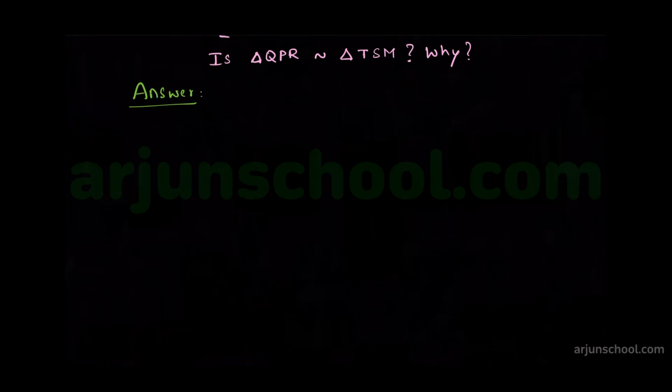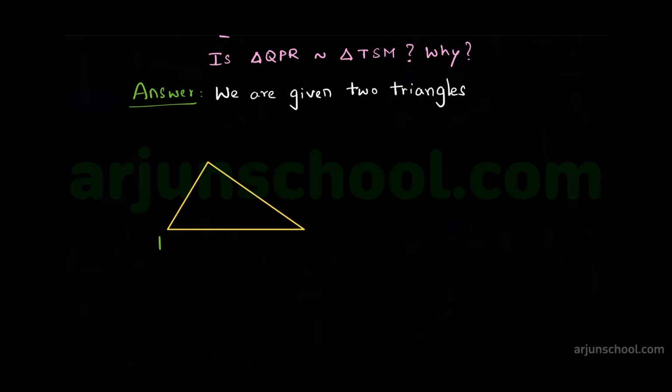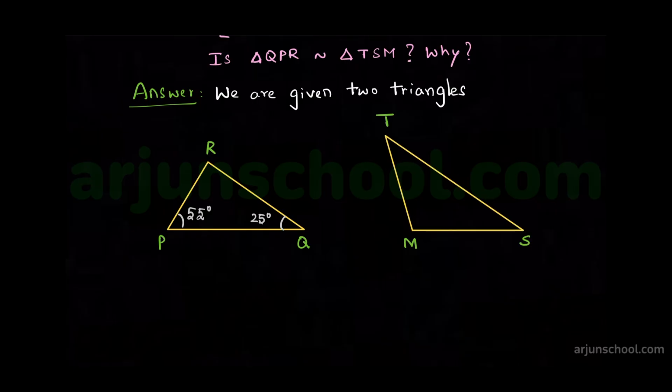We are given two triangles. Triangle PQR with angle P equal to 55 degrees and angle Q equal to 25 degrees. And the second triangle MST, where angle M is equal to 100 degrees and angle S is equal to 25 degrees.